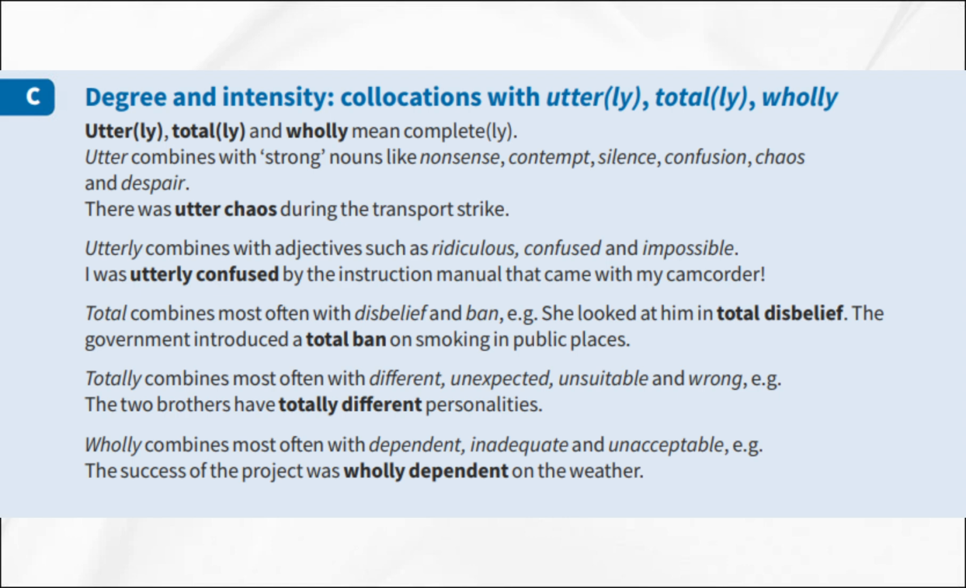Utterly combines with adjectives such as ridiculous, confused, and impossible. For example, I was utterly confused by the instruction manual that came with my camcorder. Total combines most often with disbelief and ban. For example, she looked at him in total disbelief. The government introduced a total ban on smoking in public places.